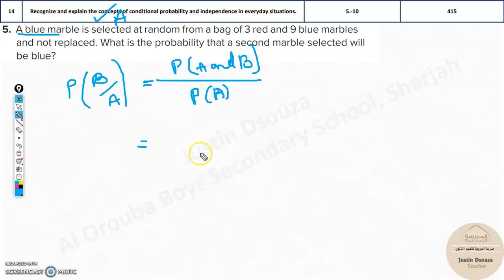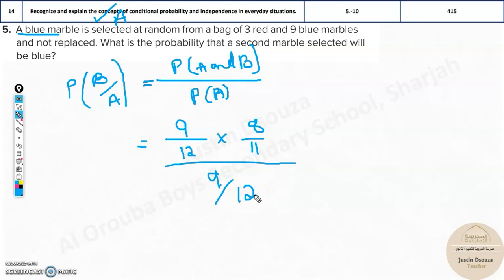The first case is the probability of a blue marble being selected, which is 9 divided by the total marbles, 9 plus 3, that is 12. Then the second time again a blue marble, and blue and B means multiply again, but remember it will reduce by 1: 8 and 11. Now this whole thing will be divided by the probability of A. What is the probability of A? It means just a blue marble being selected, that is 9 by 12. This is all written at once. Now over here you can just cancel this off. Your answer is 8 by 11.